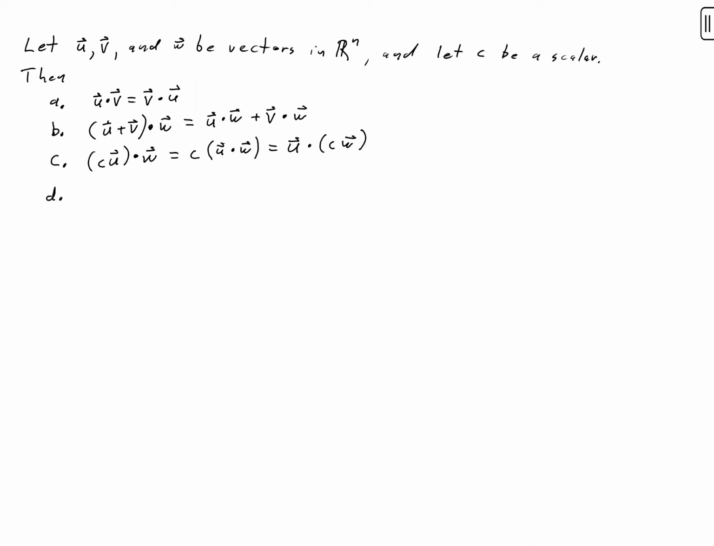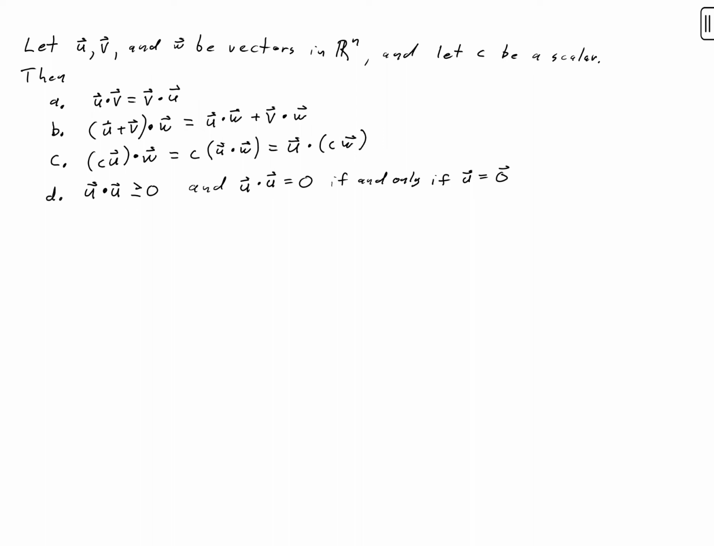is if I look at u dotted with itself. So if I take any vector and I take the inner product with itself, then I get an answer that is greater than or equal to 0. And u dot u is equal to 0 if and only if u is the 0 vector. So I wanted to look at that last one for a second.